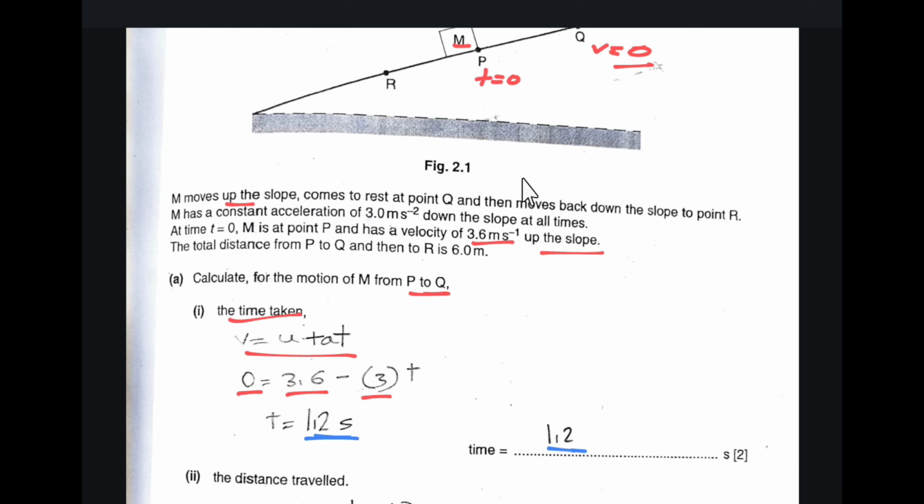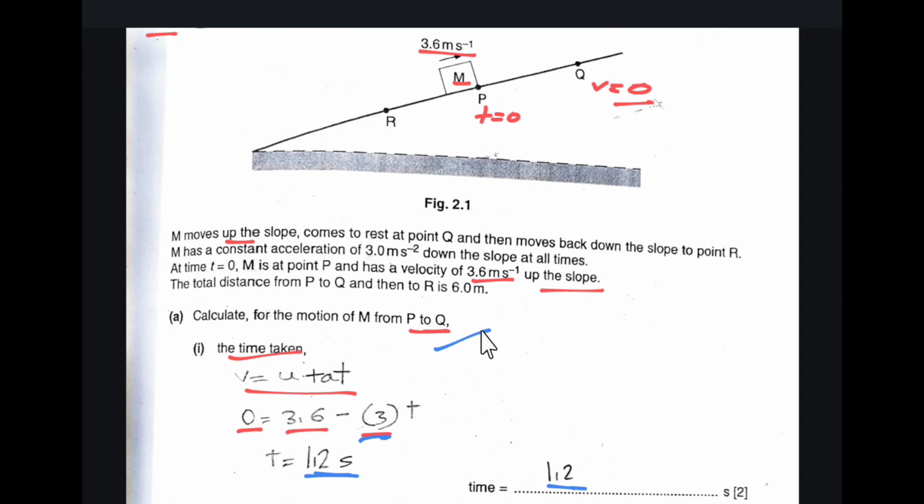And for this question, though it is not clearly stated that the acceleration up the slope, that is from P to Q, is 3 meter per second square, to solve it we need to get some value of acceleration, and since it is the same at all times, that means whether the acceleration is up or down, it remains the same. But since down the slope has the acceleration of 3 meter per second square, that means obviously up the slope would have an acceleration of negative 3 meter per second square.